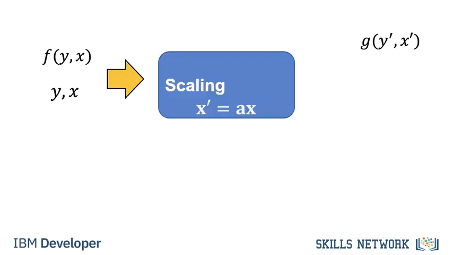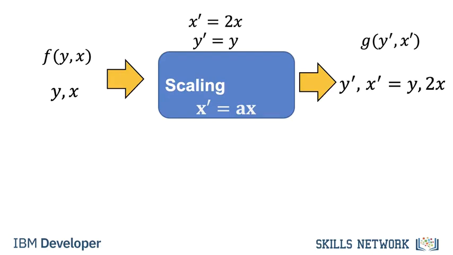Scaling is where we reshape the image. We can shrink or expand the image in a horizontal and/or vertical direction, shrinking the image or making the image larger. We can scale the image along the x-axis. Let us use a to represent the scaling factor. We can scale the image by 2. G of y and 2x is equal to f of y and x. Hence, the values of the image g will look stretched relative to image f.